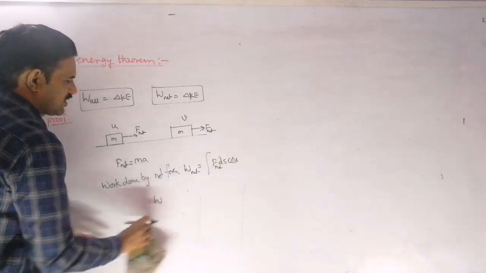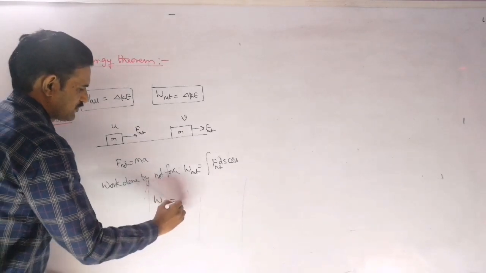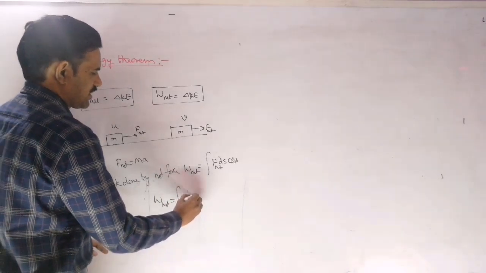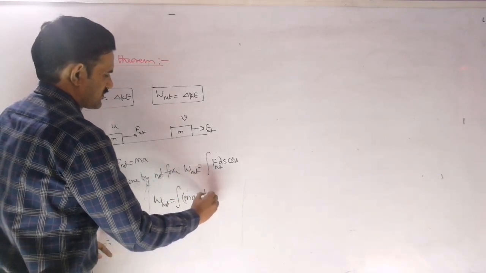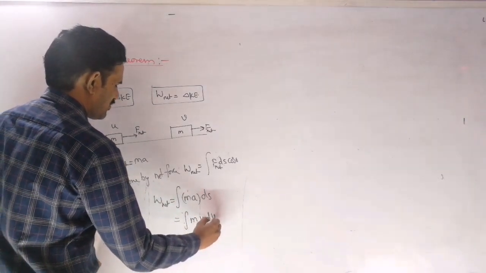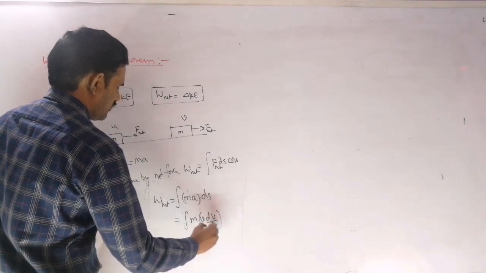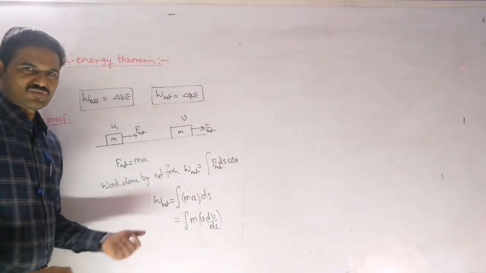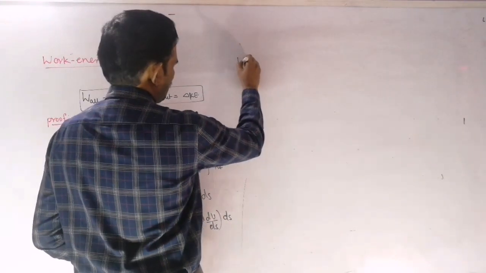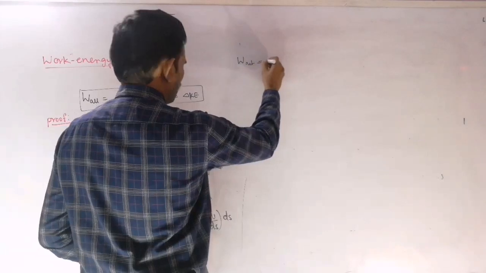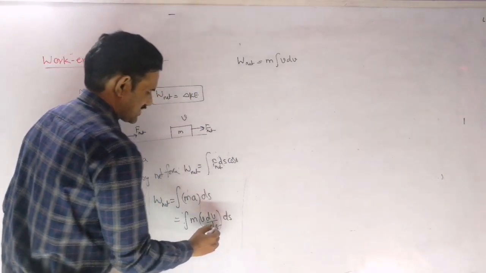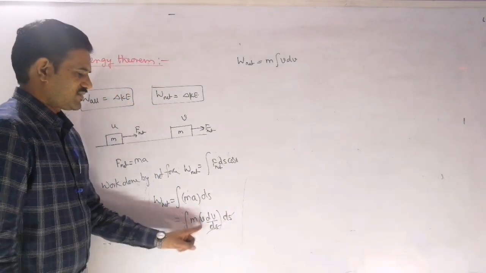And therefore this work done by the net force is equal to, now F net means we can substitute this value here, integral of M into A into ds. So the A value we can write as integral of M into V into dV by ds. We know acceleration can be written like this, right? So V into dV by dt into ds. So the ds will be cancelled. So the work done by this net force is equal to M into integral of V into dV. Now this ds and ds term will be cancelled. So now this is V into dV.